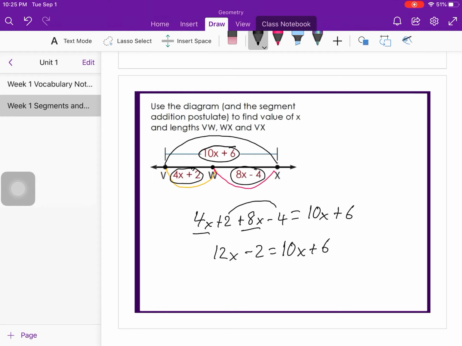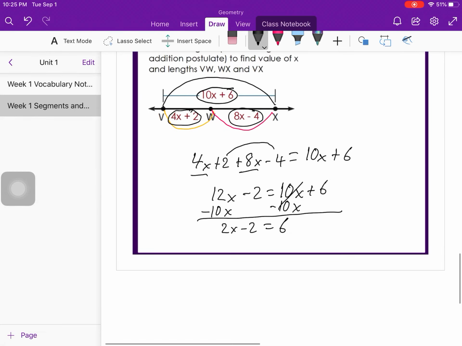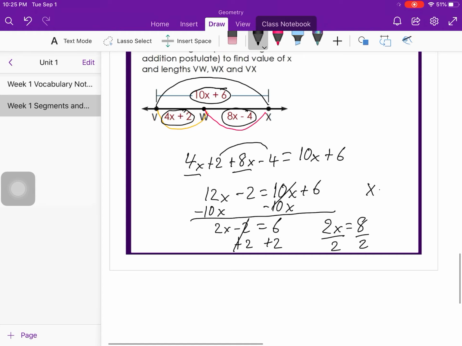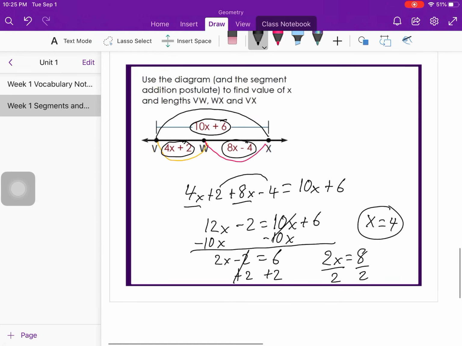I'm going to get my x's on one side. I'm going to subtract 10x from both sides. I get 2x minus 2 equals, what's left on the other side is just 6. Now I'm going to add 2. And this goes away, 2x equals positive 8. Divide by 2, and we get x equals 4. That's one answer, but that's not the final answer.